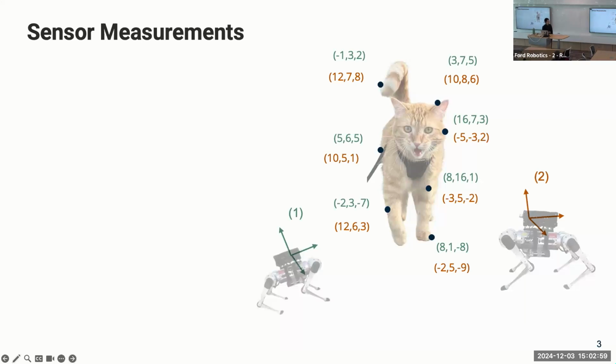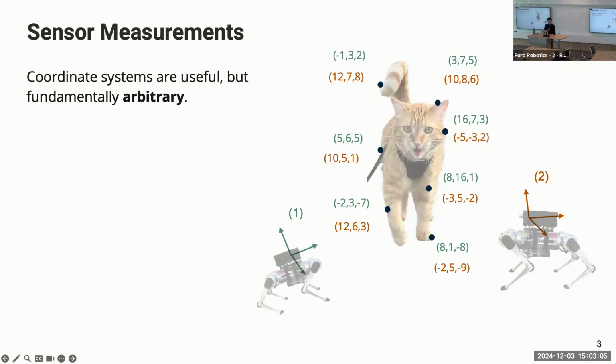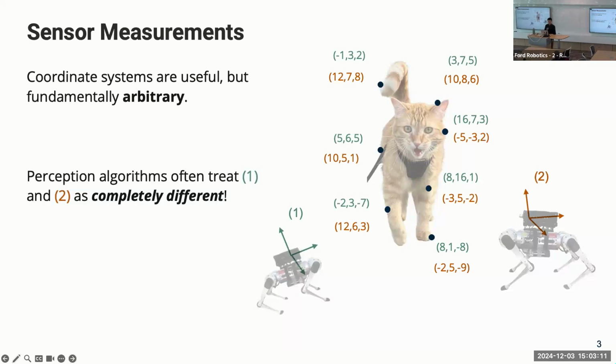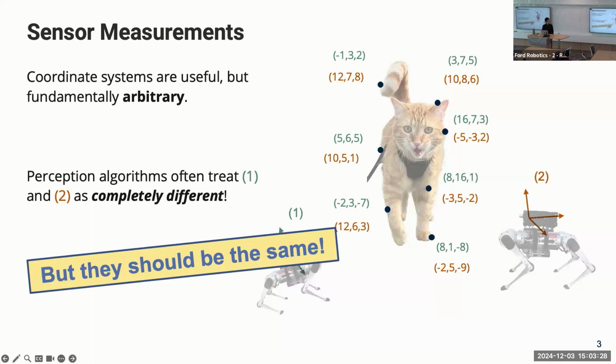But then we quickly realized that all the sensor measurements, we need to quantify them with respect to some coordinate systems. Those coordinate systems are useful, but they are fundamentally arbitrary, assigned by humans. And at the time, the perception systems often treated the same measurements in two different reference frames as completely different. Like the cat here, if we describe it in reference frame 1 and reference frame 2, the numbers will look completely different, but they should be the same.